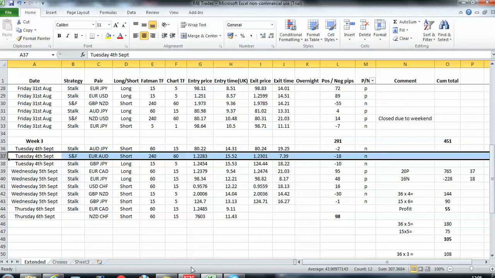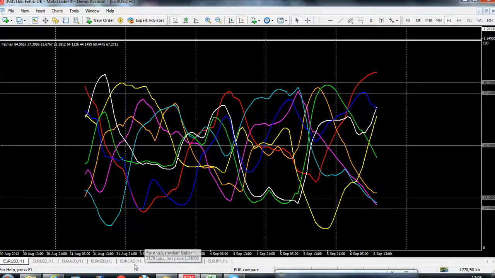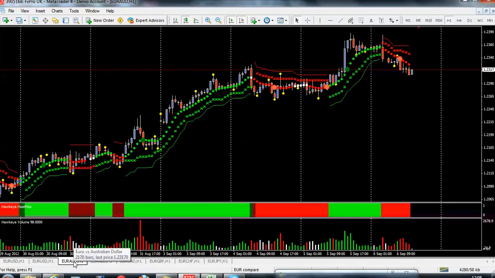Let me try and find that one for you. So that's a euro Aussie. Just got the profile set up here, and here it was. Can you see here? So we'd entered here and we were taken out quite quickly. So no, not quickly, but with very small loss. Okay, using volume price analysis.